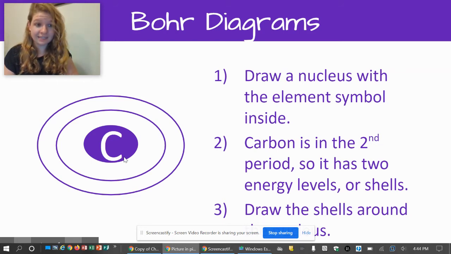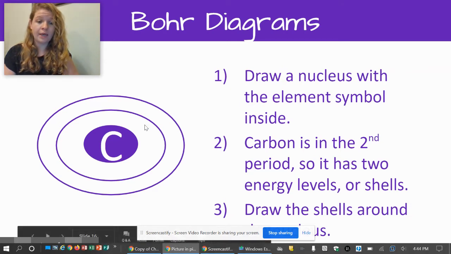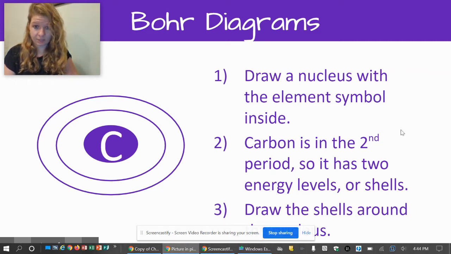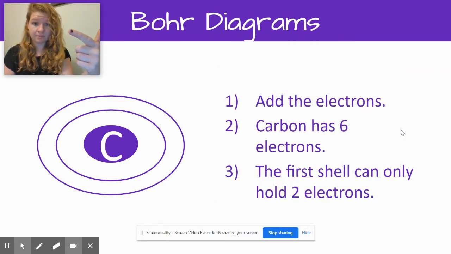Carbon is in the second period down, so I know I'm going to draw 2 energy shells around the carbon. So 1, 2. That's how we get started with our Bohr diagram: nucleus with the symbol and then the number of energy levels.